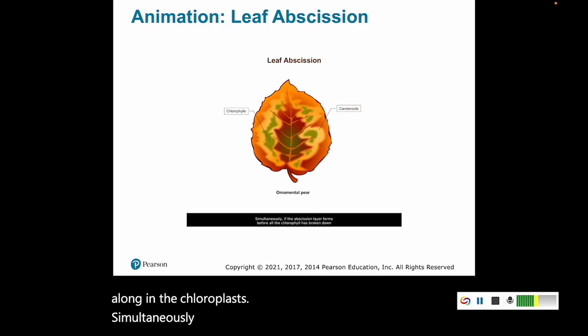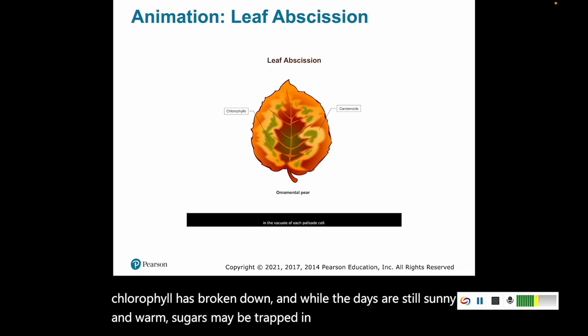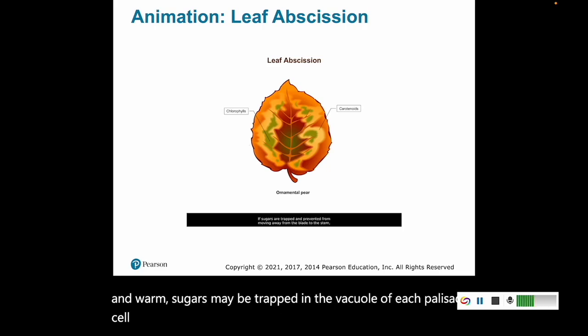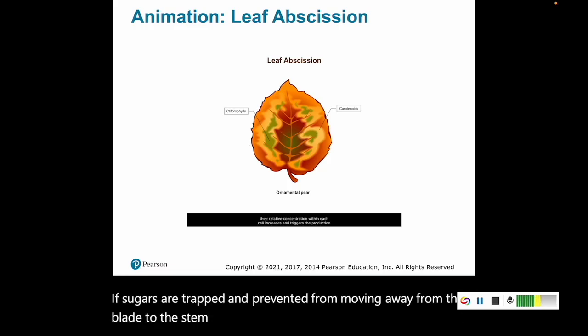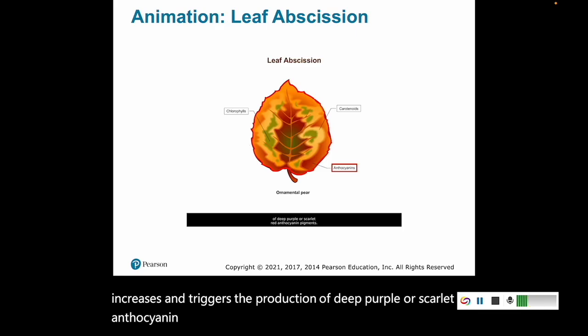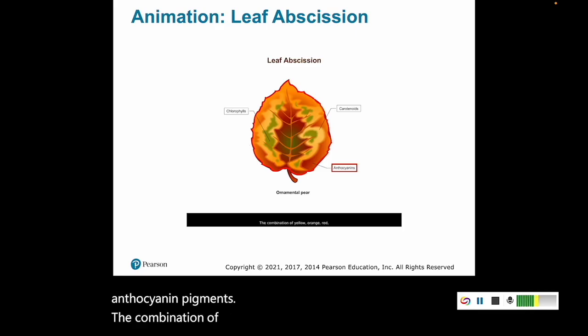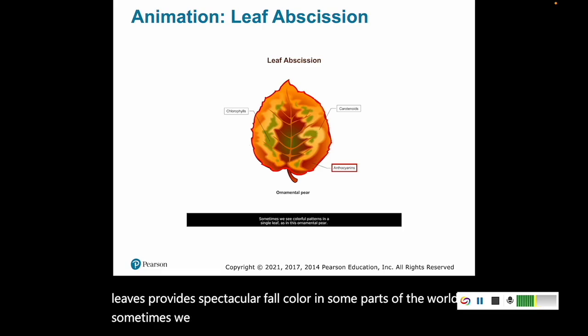Simultaneously, if the abscission layer forms before all the chlorophyll has broken down, and while the days are still sunny and warm, sugars may be trapped in the vacuole of each palisade cell. If sugars are trapped and prevented from moving away from the blade to the stem, their relative concentration within each cell increases and triggers the production of deep purple or scarlet red anthocyanin pigments. The combination of yellow, orange, red, and purple within dying leaves provides spectacular fall color in some parts of the world. Sometimes we see colorful patterns in a single leaf, as in this ornamental pear.